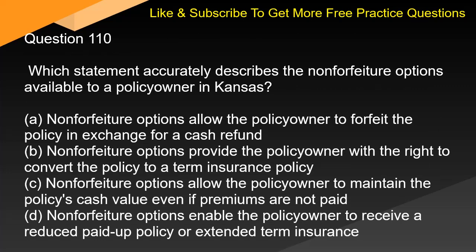Which statement accurately describes the non-forfeiture options available to a policy owner in Kansas? A. Non-forfeiture options allow the policy owner to forfeit the policy in exchange for a cash refund. B. Non-forfeiture options provide the policy owner with the right to convert the policy to a term insurance policy. C. Non-forfeiture options allow the policy owner to maintain the policy's cash value even if premiums are not paid. D. Non-forfeiture options enable the policy owner to receive a reduced paid-up policy or extended term insurance.